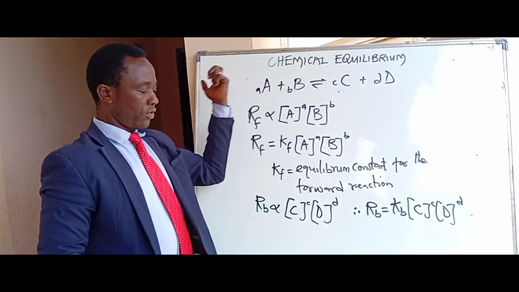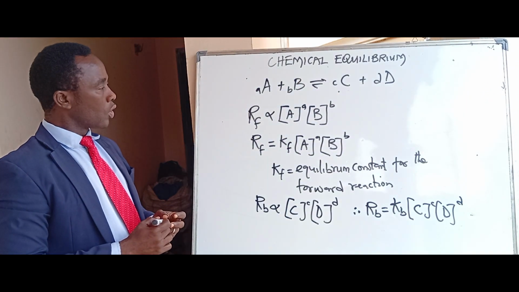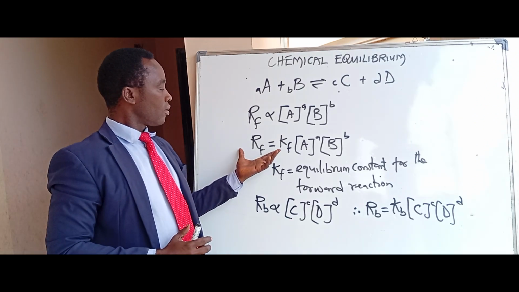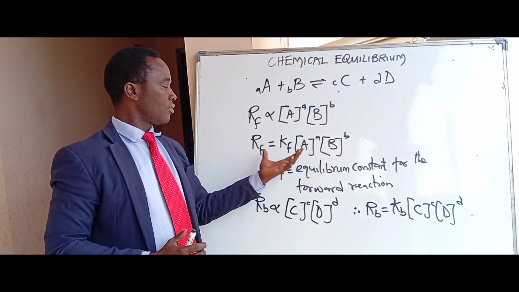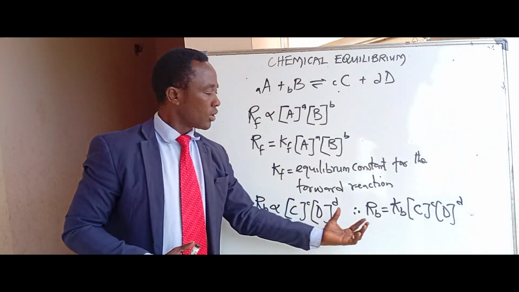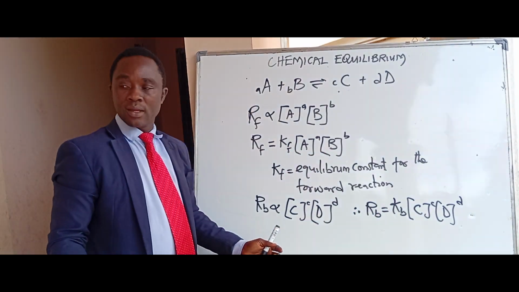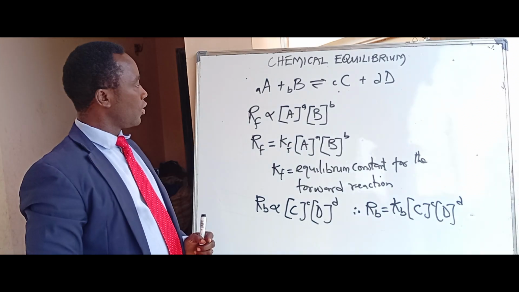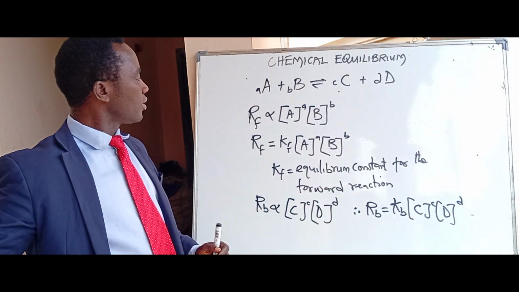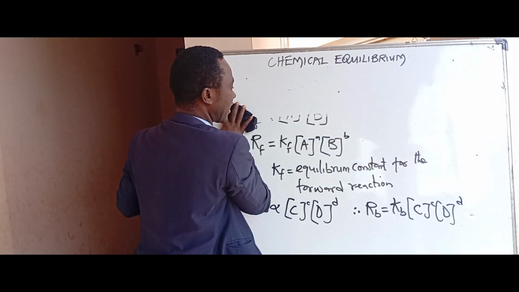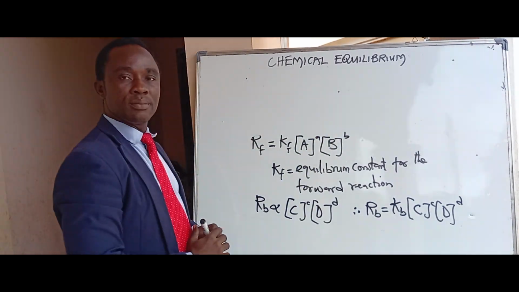The reactants for the backward reaction. So we have established the equilibrium constant for the forward reaction, the rate for the forward reaction, and also the rate for the backward reaction. Now we can clean the board and state a condition for equilibrium.